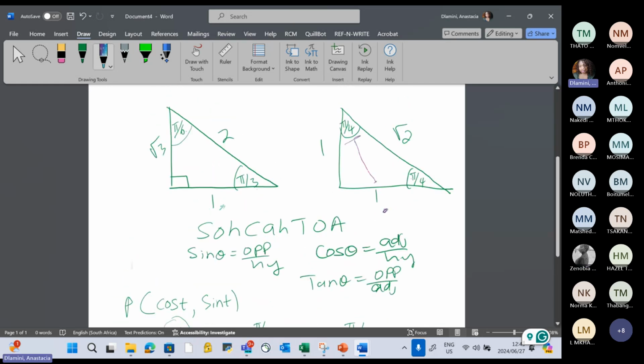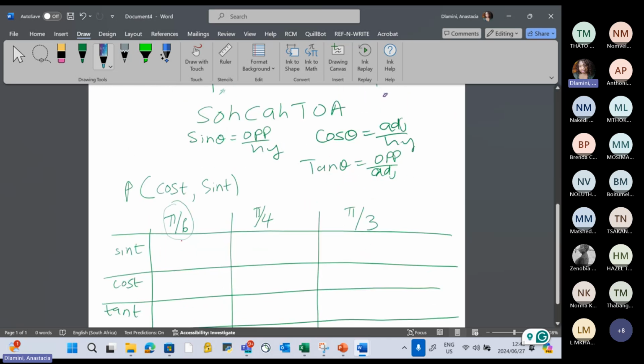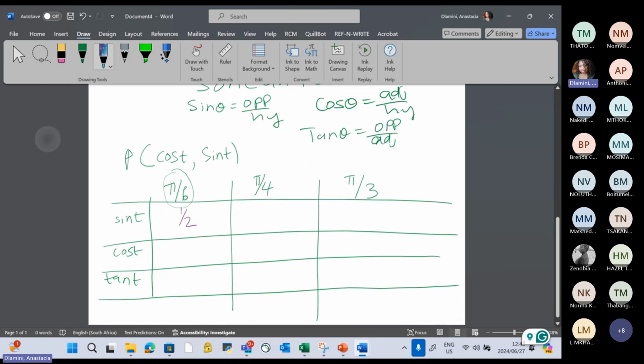Sine of pi over 6, we go to pi over 6. Here's pi over 6. According to sine, it says opposite, meaning this side over here, over the hypotenuse, which is 2. So that's 1 over 2. Are we together there? Yes. Okay. Now let's do cos of pi over 6.